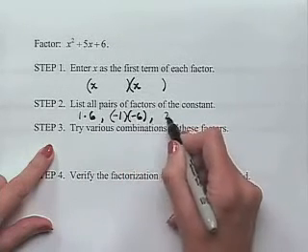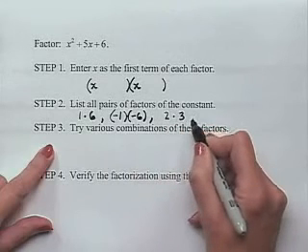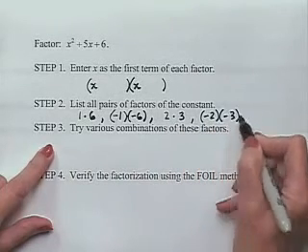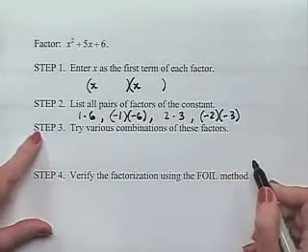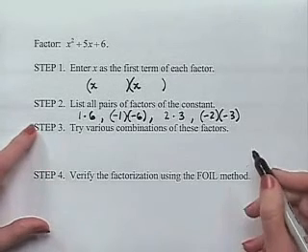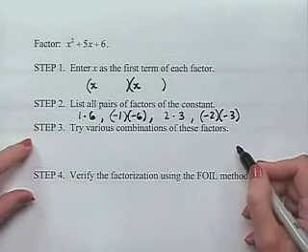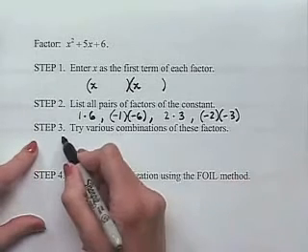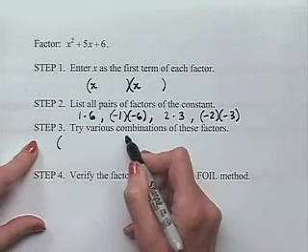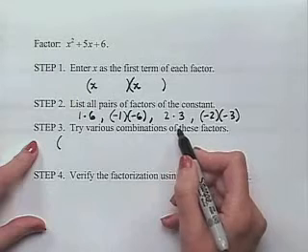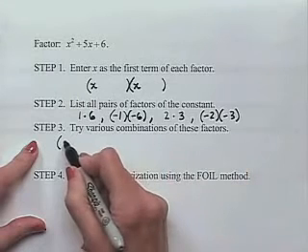We could have 2 multiplied times 3, or we could have negative 2 multiplied times negative 3. Now, step 3 is to try various combinations of these factors. As you are starting out, you'll want to start by writing all of this down in order to see how to associate this in terms of FOIL method. As you become more proficient, you'll be able to jump to the answer quickly. So we'll start by doing the following.